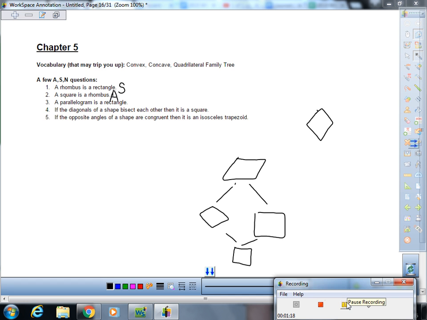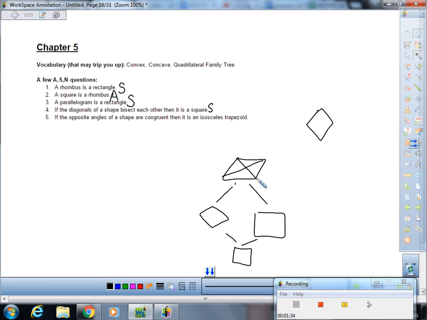Next, we have a parallelogram is a rectangle. So this answer is sometimes, because a parallelogram is sometimes a rectangle, but it can also sometimes be a rhombus. Next, we have if the diagonals of a shape bisect each other, then it is a square. This one is sometimes, because in a parallelogram the diagonals always bisect each other, so it could sometimes be a square, but it could also sometimes be a rectangle or a rhombus.